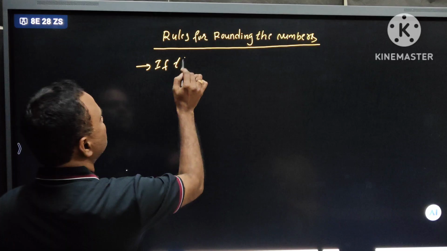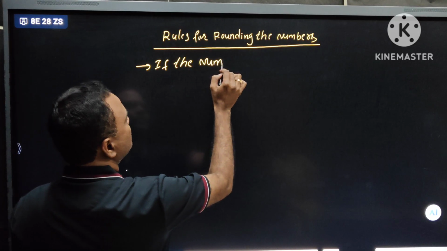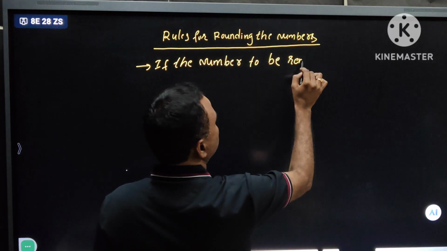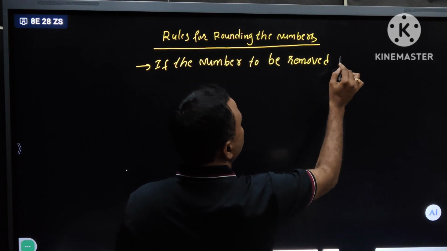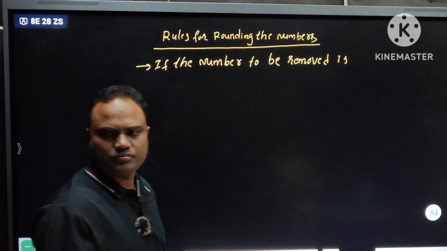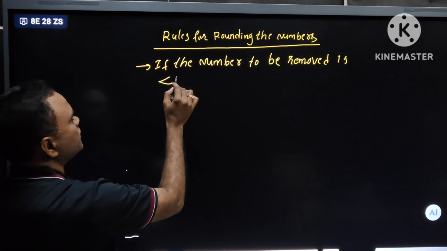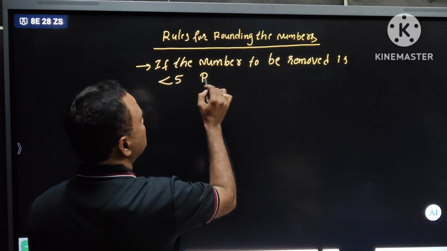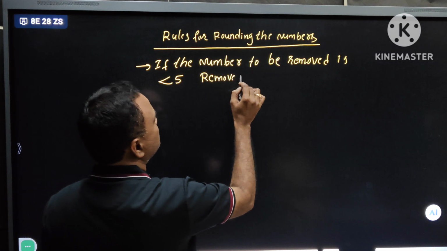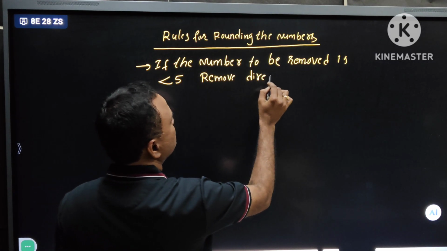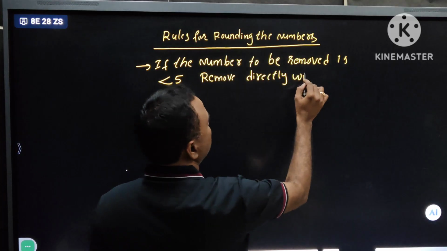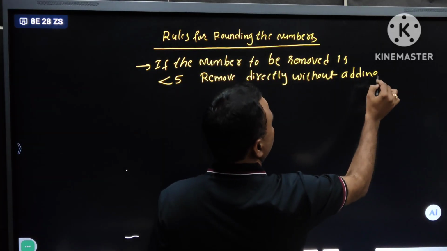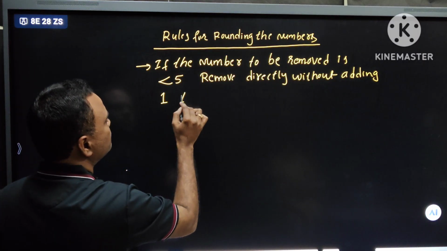If the number to be removed is less than 5, remove it directly without adding 1 to the previous number.